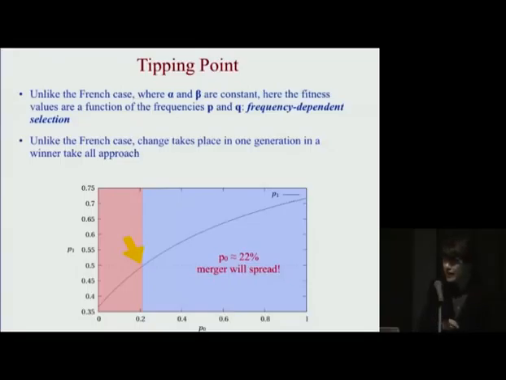So that means that if you have over 22% of kids in the environment that speak the merger, everybody will learn the merger. If you have under 22% of the kids in the environment that speak the merger, then those kids would actually lose the merger to the distinct system. This is actually what happened, believe it or not.